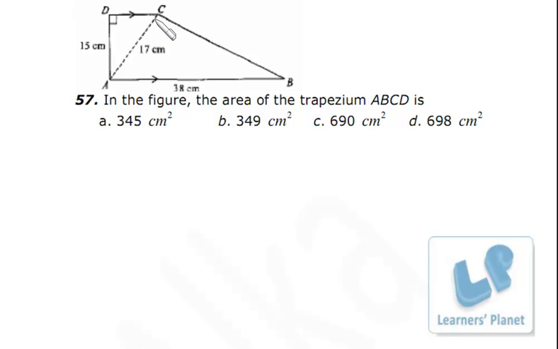Now DC can be calculated very easily because ADC is a right angle triangle where AD is also given and AC is also given. So it is 15, it is 17. Now you know the combination of 8, 15, 17 Pythagorean triplet, right? So if it is 15, it is 17, it has to be 8, right? So DC is equal to 8.